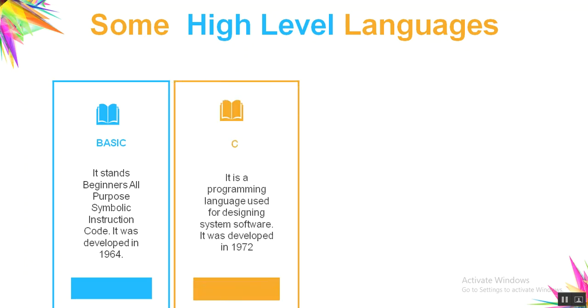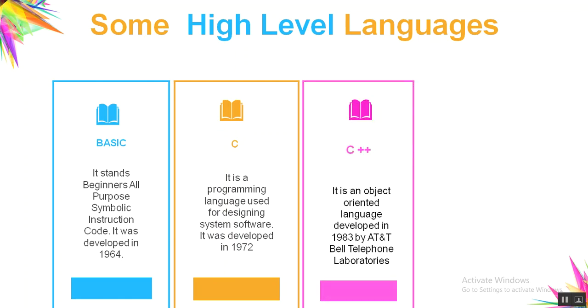Next is your C language. It is one of the most popular languages. It is a programming language used for designing system software. This was developed in the year 1972. The advanced version of C is your C++. It is an object-oriented language which was developed in the year 1983 by AT&T Bell Telephone Laboratories.